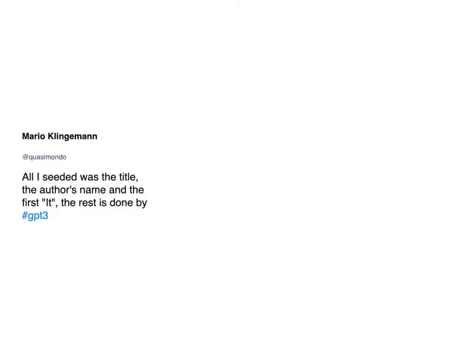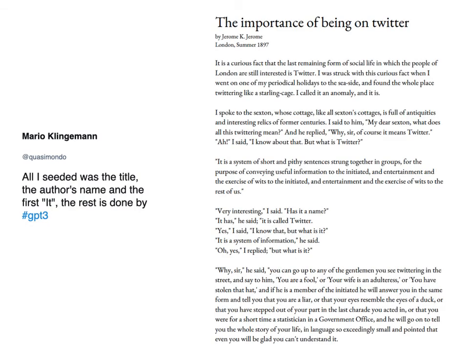along comes Twitter programmer person, Mario Klingemann. And what did he give this? "All I seeded was the title, the author's name, and the first it. And the rest was done by GPT-3." What did it produce? It produced this entire article about the importance of being on Twitter by Jerome K. Jerome. So, not true. He's gone. He did not write this. Jerome K. Jerome did not write this.